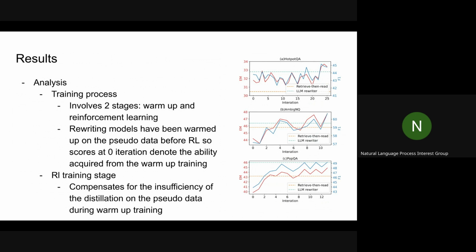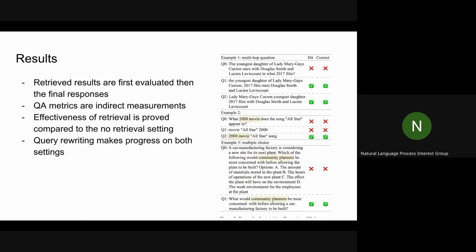It says reinforcement learning validation scores. Okay, so the solid lines show EM in red and F1 in blue through training iterations. Yeah, it's training iterations. The dashed lines are the expectation maximization scores of the standard retrieve-then-read method, orange, and retrieval with an LLM as a rewriter, green. Cool. The retrieved results are first evaluated, then the final responses, with QA metrics as indirect measurements. Here are some examples of multi-hop queries and responses. Okay, cool. That's mostly it for the presentation.